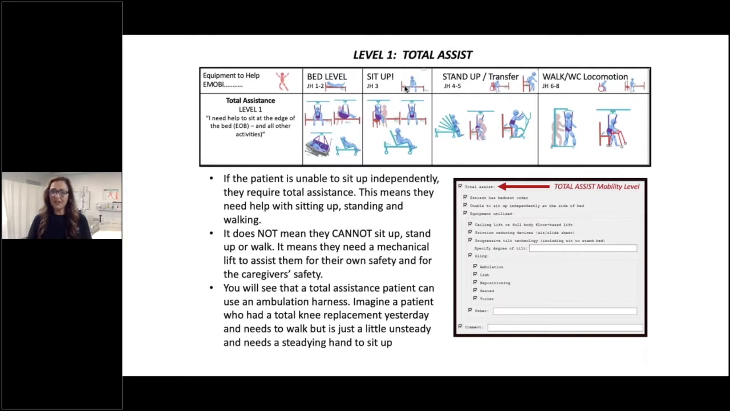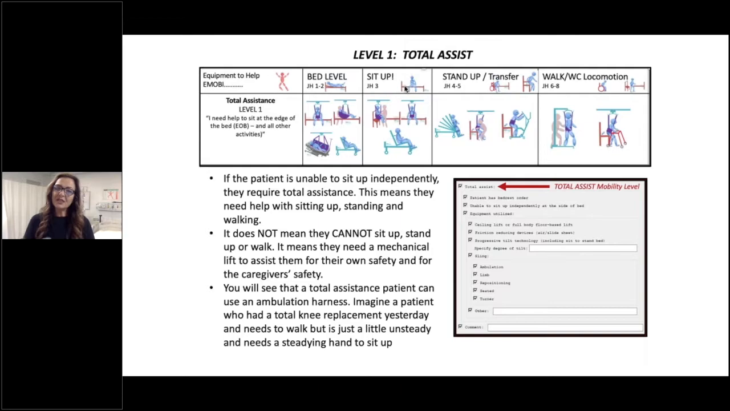Or it may be a patient who has COVID, whose oxygen saturation drops every time they sit. Their goal might be sitting up today. It may not be standing or walking. And then you're going to have standing goals and walking goals.